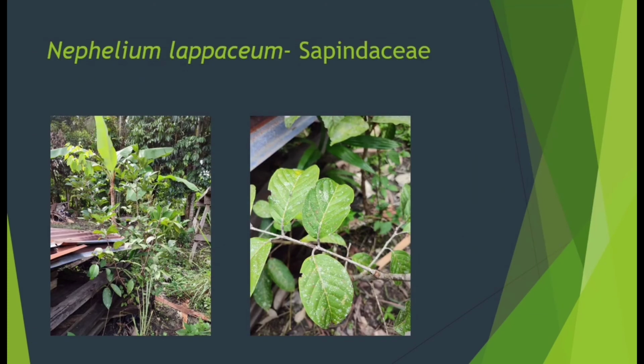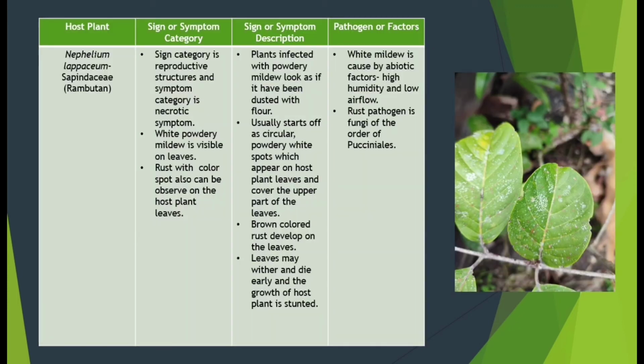The next host plant is Nephelium lappaceum, also known as rambutan. The sign category is reproductive structure and the symptom category is necrotic symptom. As you can tell, white powdery mildew is visible on leaves. Rust with colored spots can also be observed on the host plant leaves.